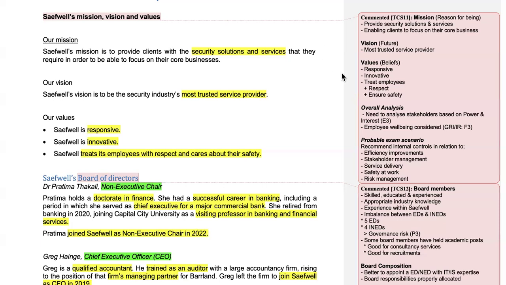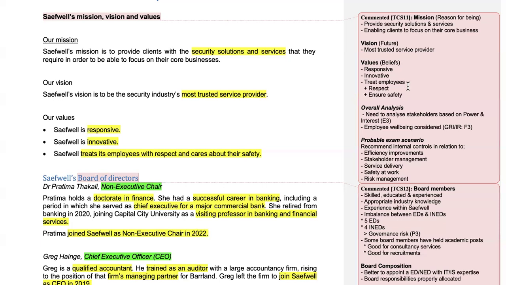And looking at the value system of this organization, or the beliefs within this organization, we try to be responsive as much as possible, because with technology advancing, the security needs will change continuously. So we have to be as responsive as possible to the needs of our clients. If so, we are well poised to become the most trusted service provider. And on top of that, we strive to be innovative. If we are to be responsive, we have to be innovative at all times.